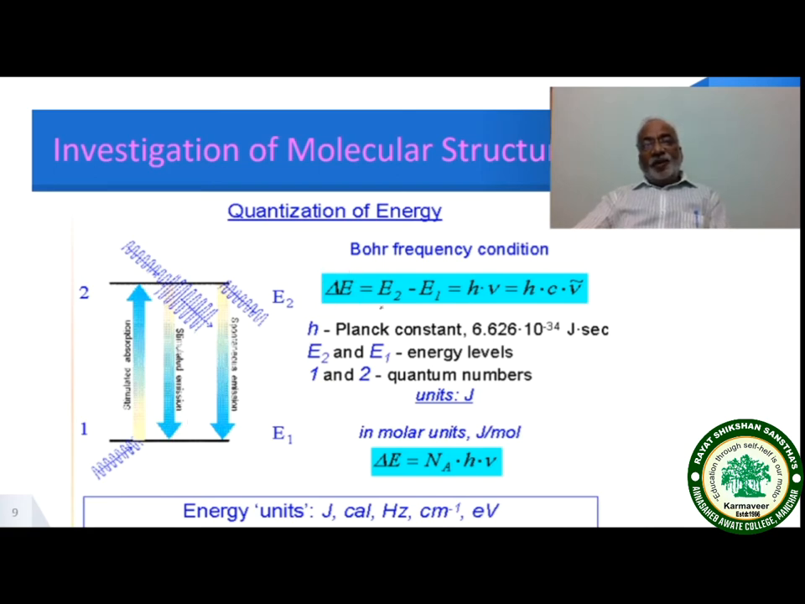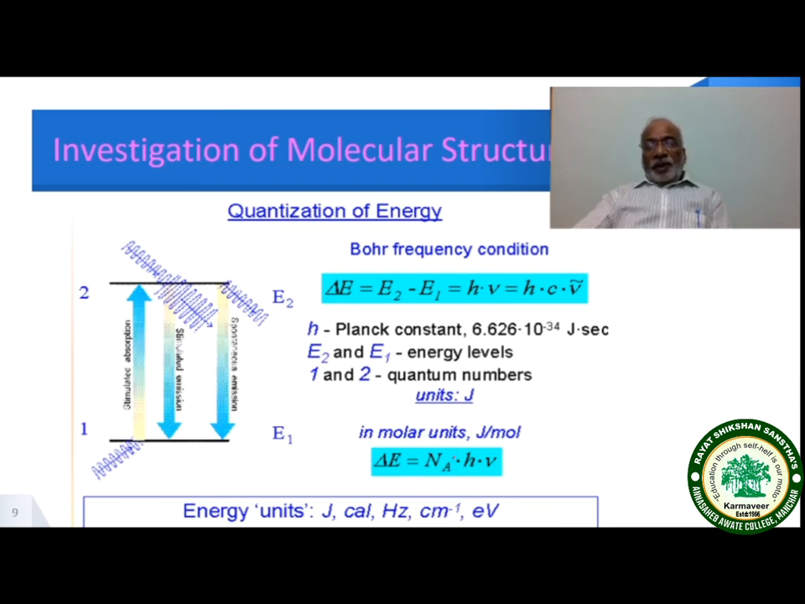Delta E is equal to E2 minus E1, and we consider this delta E is equal to h nu, which is the same as hc upon lambda or hc into nu bar. Nu bar is the wave number, that is 1 upon lambda. So this is a simple energy expression, the difference of energies, and for a mole, delta E is equal to N h nu, where N is Avogadro's number.